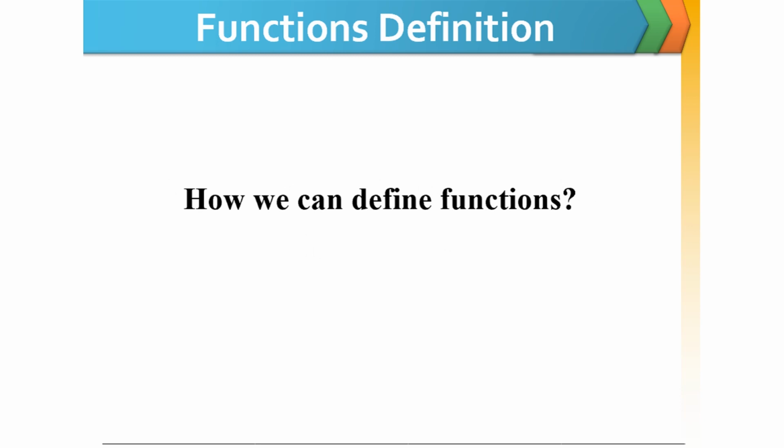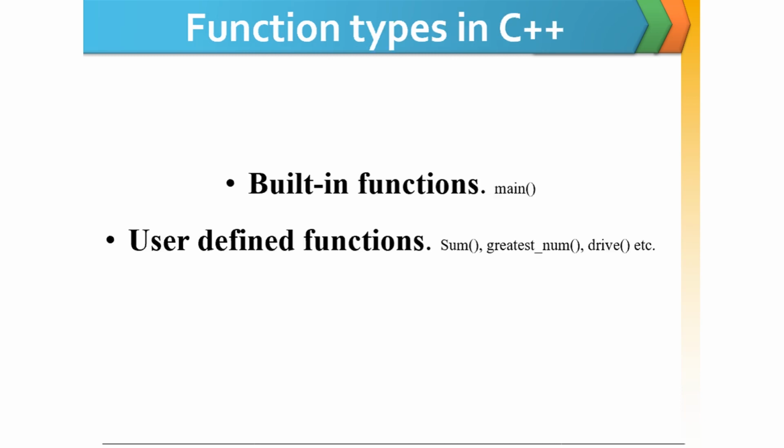So let's give the formal definition of functions. Functions in C++ are a group of statements that together perform a task. Like variables, functions also have a unique name and perform a specific task. By default, every C++ program execution starts from the main function. Depending on whether a function is predefined or created by a user, there are two types of functions. Those are built-in functions and user-defined functions.